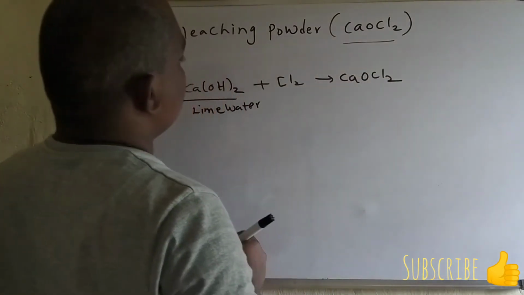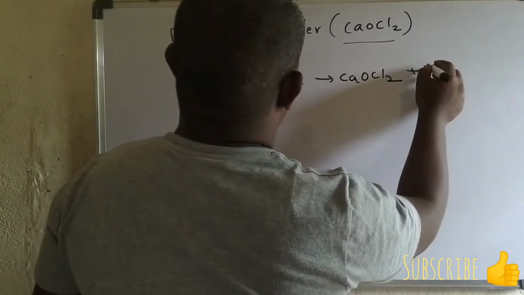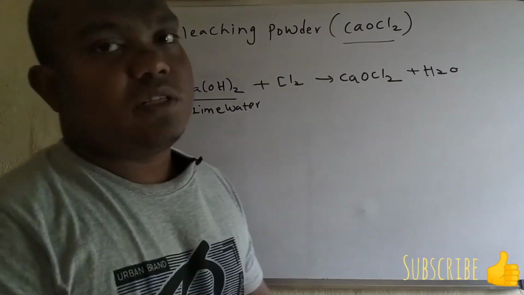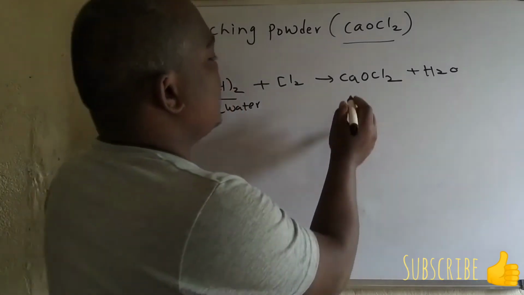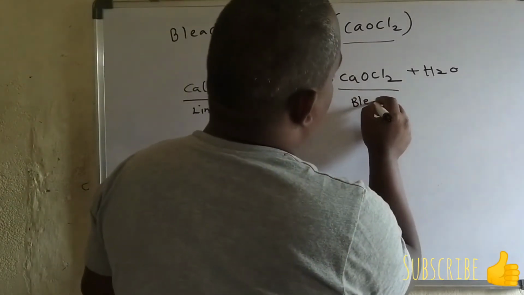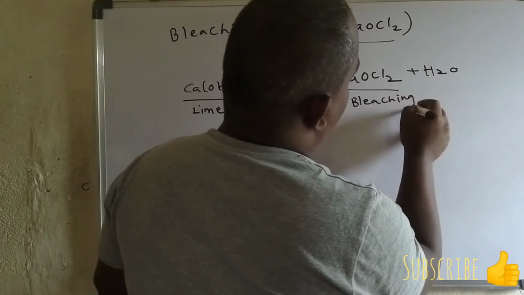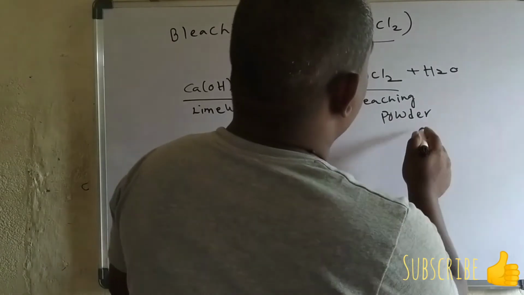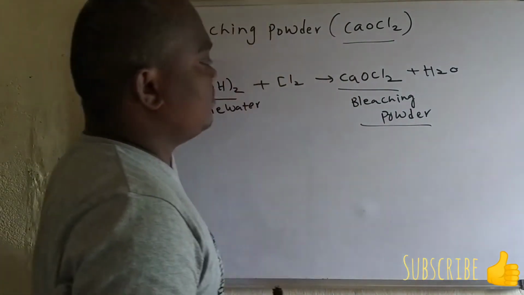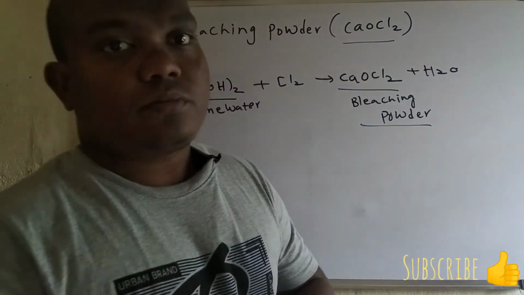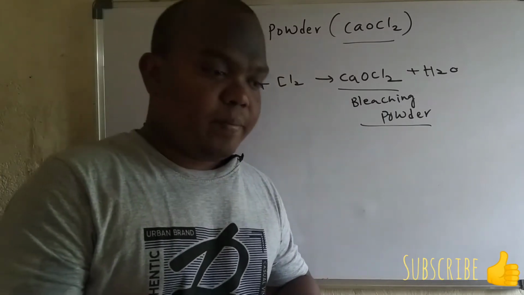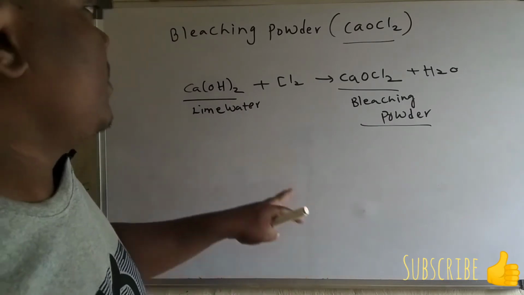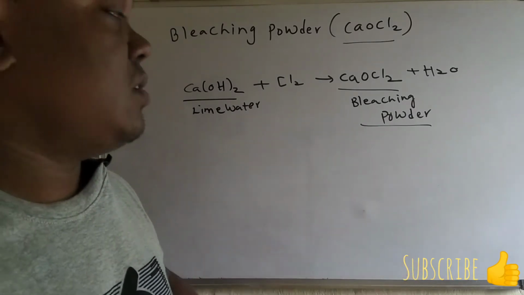Okay, CaOCl2, we are going to get that along with the water molecule, calcium oxychloride. This is bleaching powder. Generally it is used for bleaching of papers, lichens and clothes also sometimes.